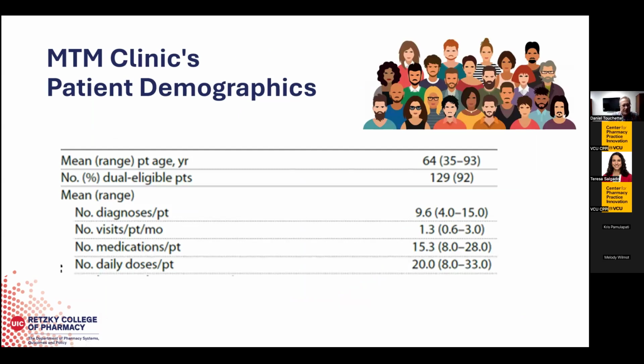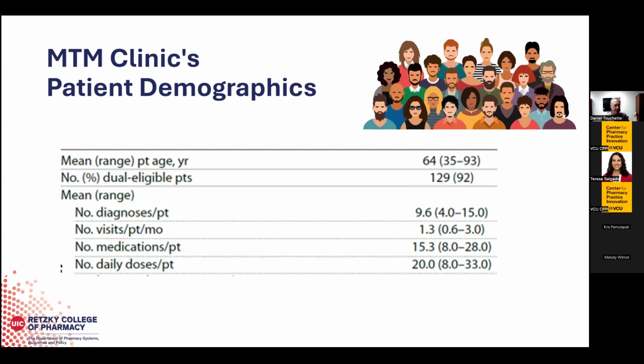The MTM clinic at UI Health is a referral clinic. And you can see here the mean age of patients, and the number and proportion of patients who are dual eligible. So we have a relatively older population, the vast majority of whom are dual eligible.